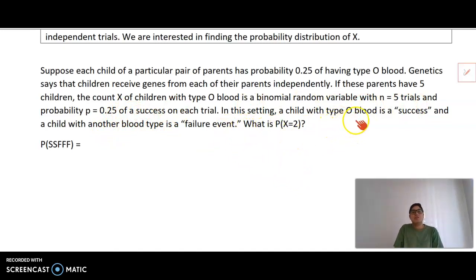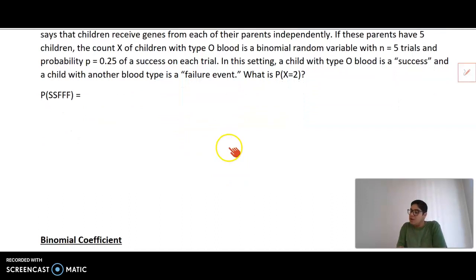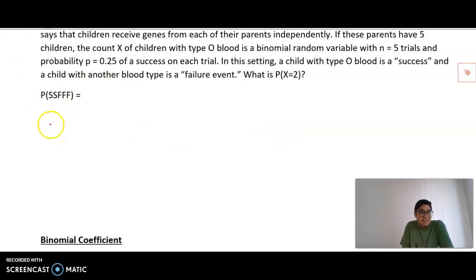In this setting, a child with type O blood is our success and a child with another blood type is a failure, right? This idea of a complement. Find the probability that x equals 2, which is, find the probability we have 2 children with O blood. Well, let's think about this. They're independent, right? Which means I can just keep multiplying them. So if I want 2 kids, and I'm going to write this in red. Do not write this down. I'm just showing you my thinking here.